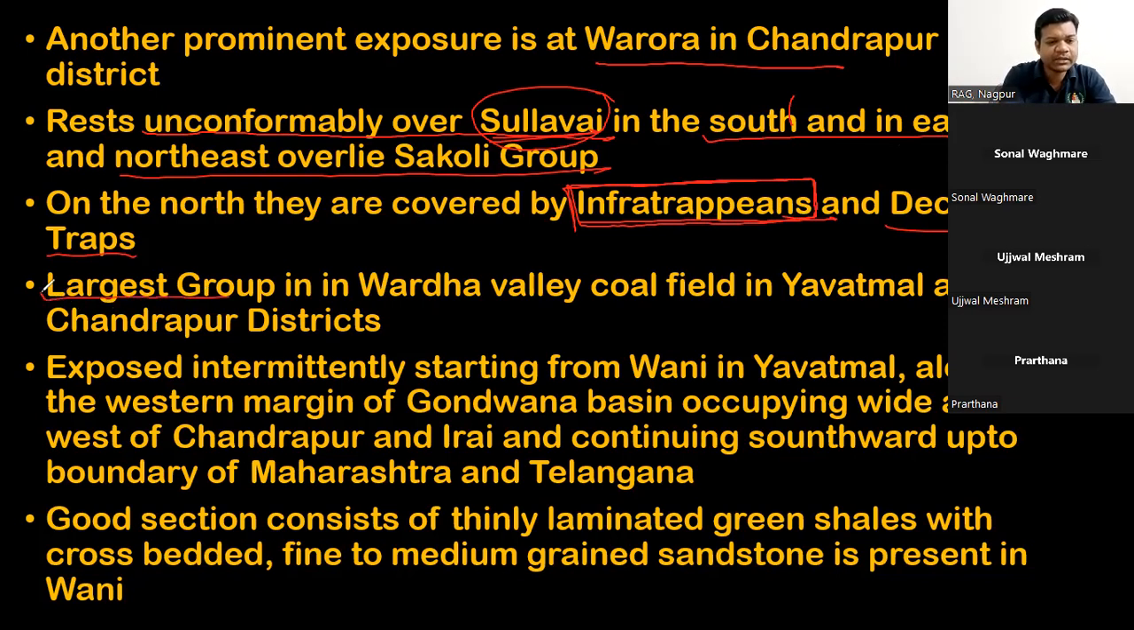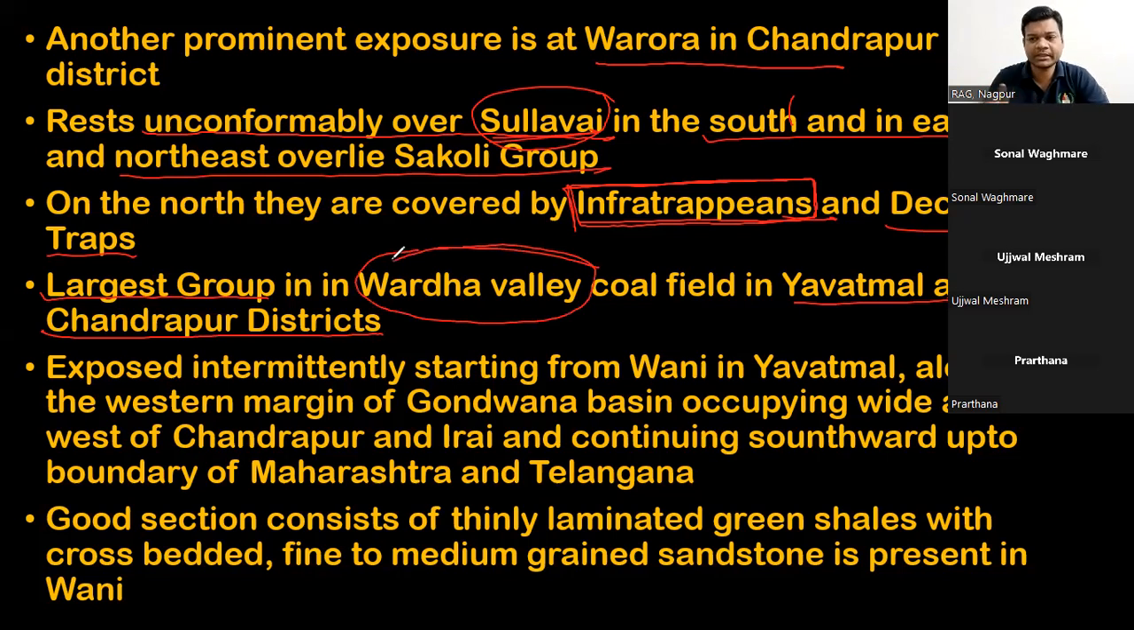So the largest group in the Wardha Valley coalfield is in Yavatmal and Chandrapur districts. For this Wardha Valley coalfield, we have these two districts, Yavatmal and Chandrapur. Now it is exposed intermittently, starting from Wani in Yavatmal.